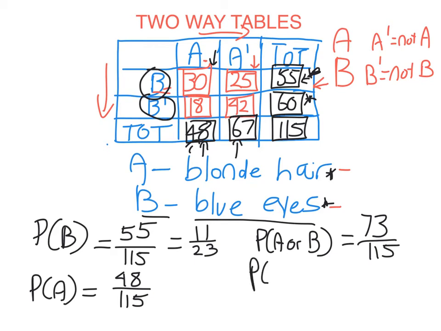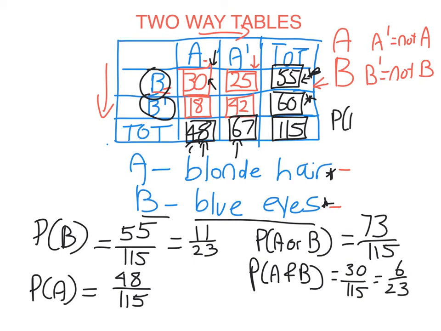So the probability of A and B, so they had both blonde hair and blue eyes, that's easy. It's just this cell here, 30 over 115. This time I can simplify it, okay? So what is the probability of A and not B? So that means what is the probability that a student had blonde hair but not blue eyes? That's easy. I just look at this cell here, A and not B. There were 18 students out of 115 in total.